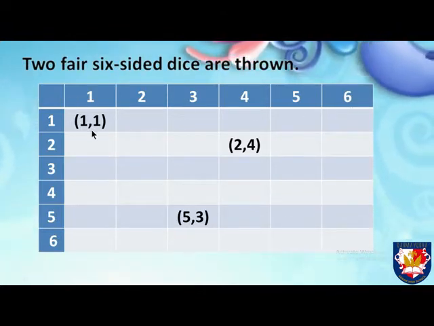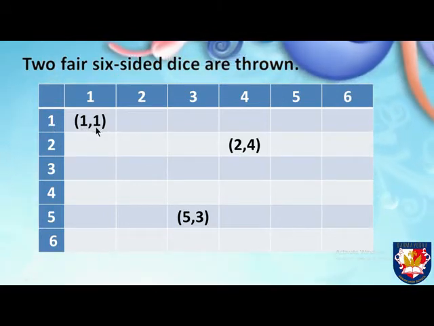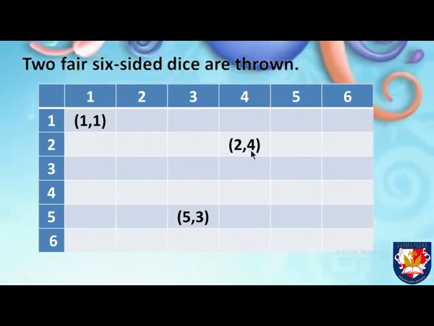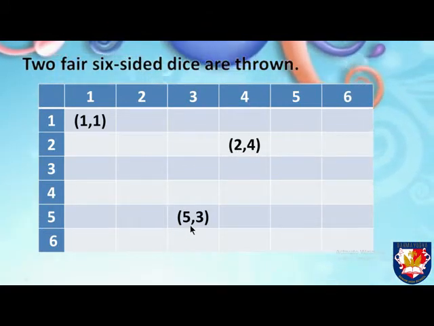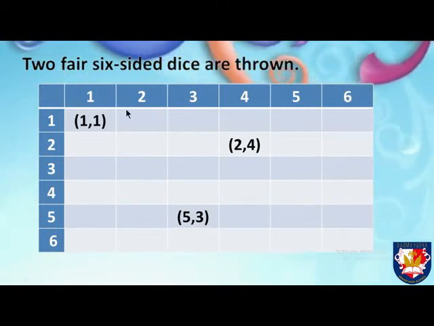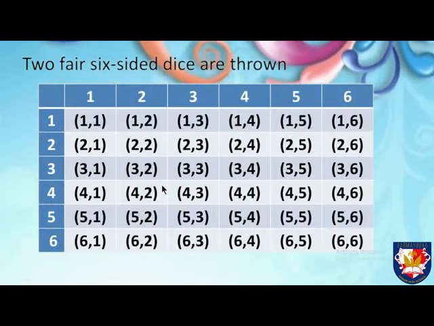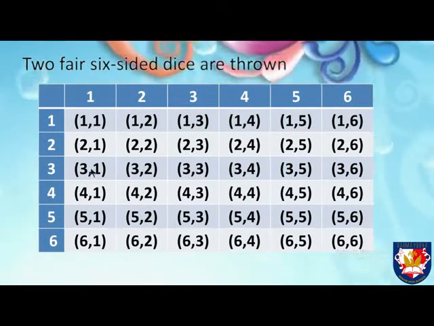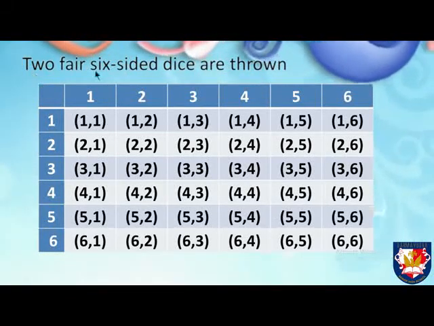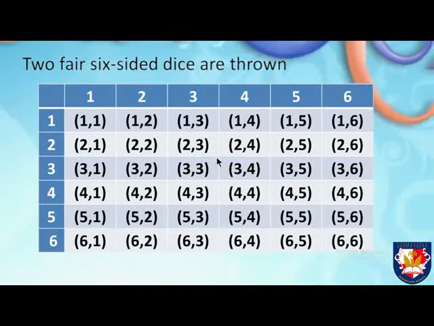So 1 and 1 means we got 1 on the first die and also 1 on the second. 2 and 4 means we got 2 on the first and 4 on the second. 5 and 3, we got 5 on the first and 3 on the second. Or we can complete all of the table like this. So there are exactly 36 outcomes for rolling 2 fair 6-sided dice, as you can see here.